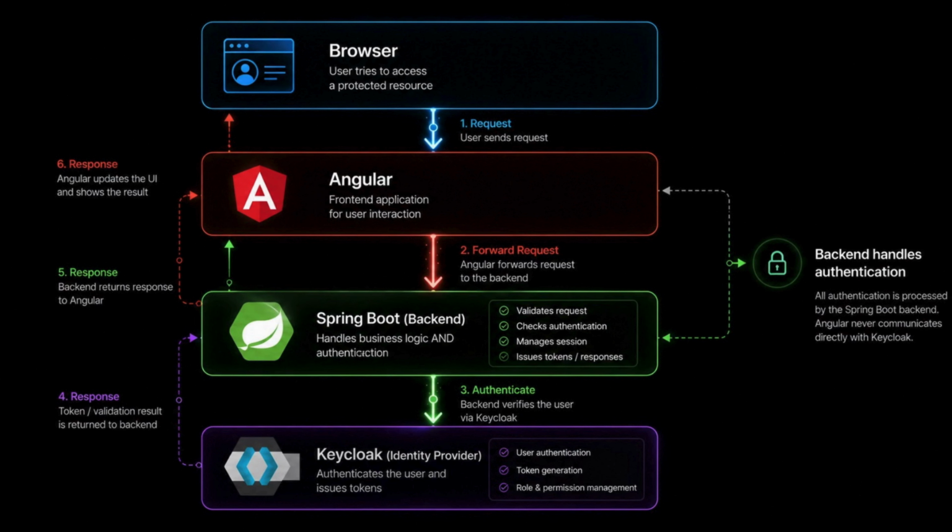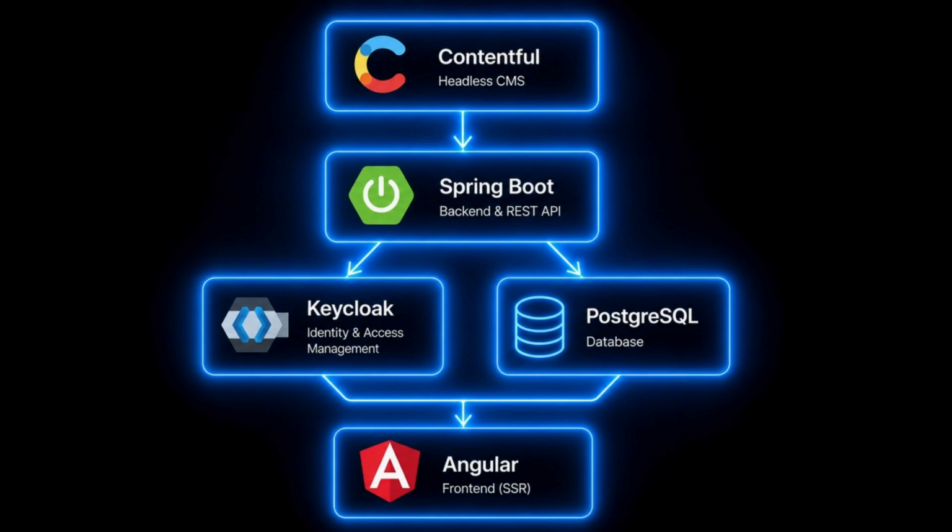For me, this approach is a better fit for an enterprise application than exposing the identity provider directly to the frontend. For me, Keycloak is a key part of this architecture. Contentful is responsible for managing the content. Spring Boot is the heart of the application, handling the business logic as well as authentication and authorization.